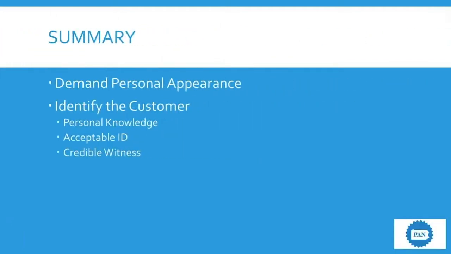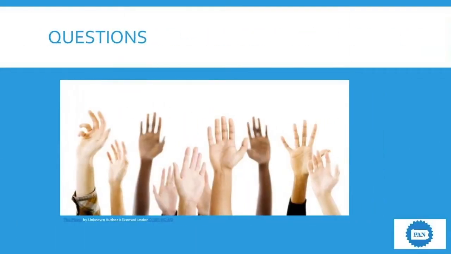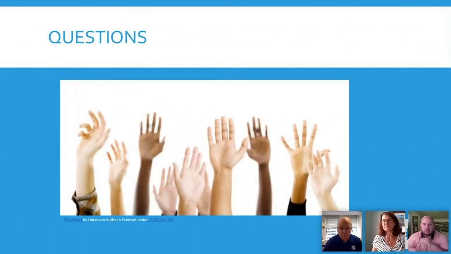In summary, you must always demand personal appearance when notarizing, and you have three ways to identify your customer: personal knowledge, acceptable ID, and credible witness. We'll now open up the forum for questions and answers.